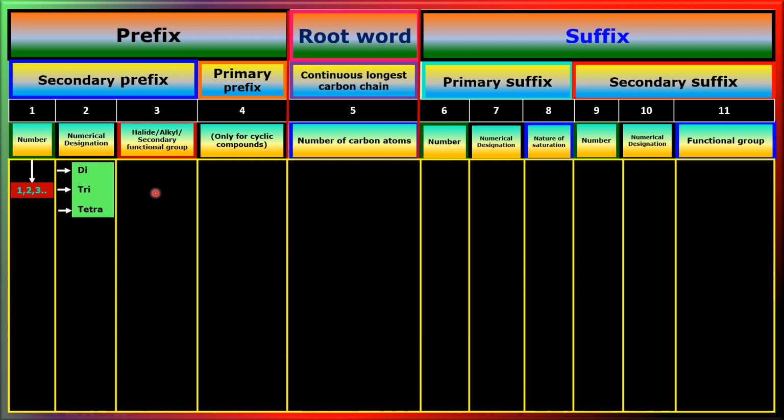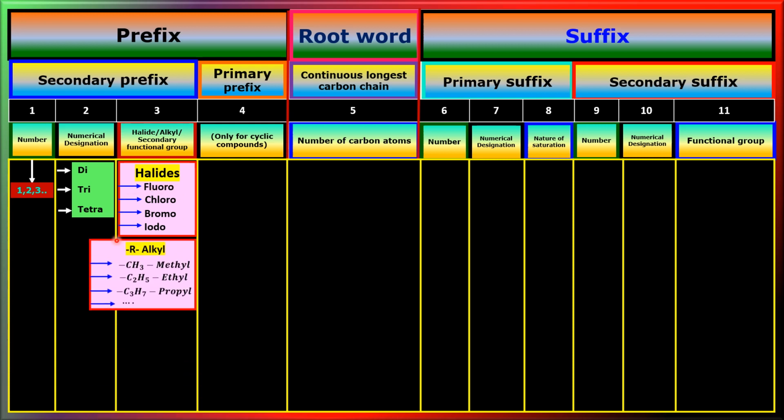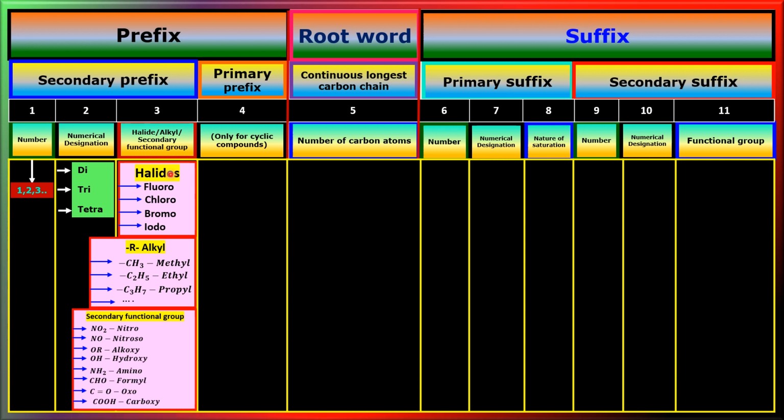This tells about the secondary grade functional groups known as substituents. For example, halogens, alkyl groups, alkoxy groups, etc. You see here, halides: fluoro, chloro, bromo, iodo. These are the substituents. Next, alkyl groups: methyl, ethyl, propyl, butyl, pentyl, like that. These are the substituents, otherwise secondary prefixes. Next, secondary functional groups: NO2, nitro; NO, nitroso; alkoxy, hydroxy, like this. These are the secondary grade functional groups.